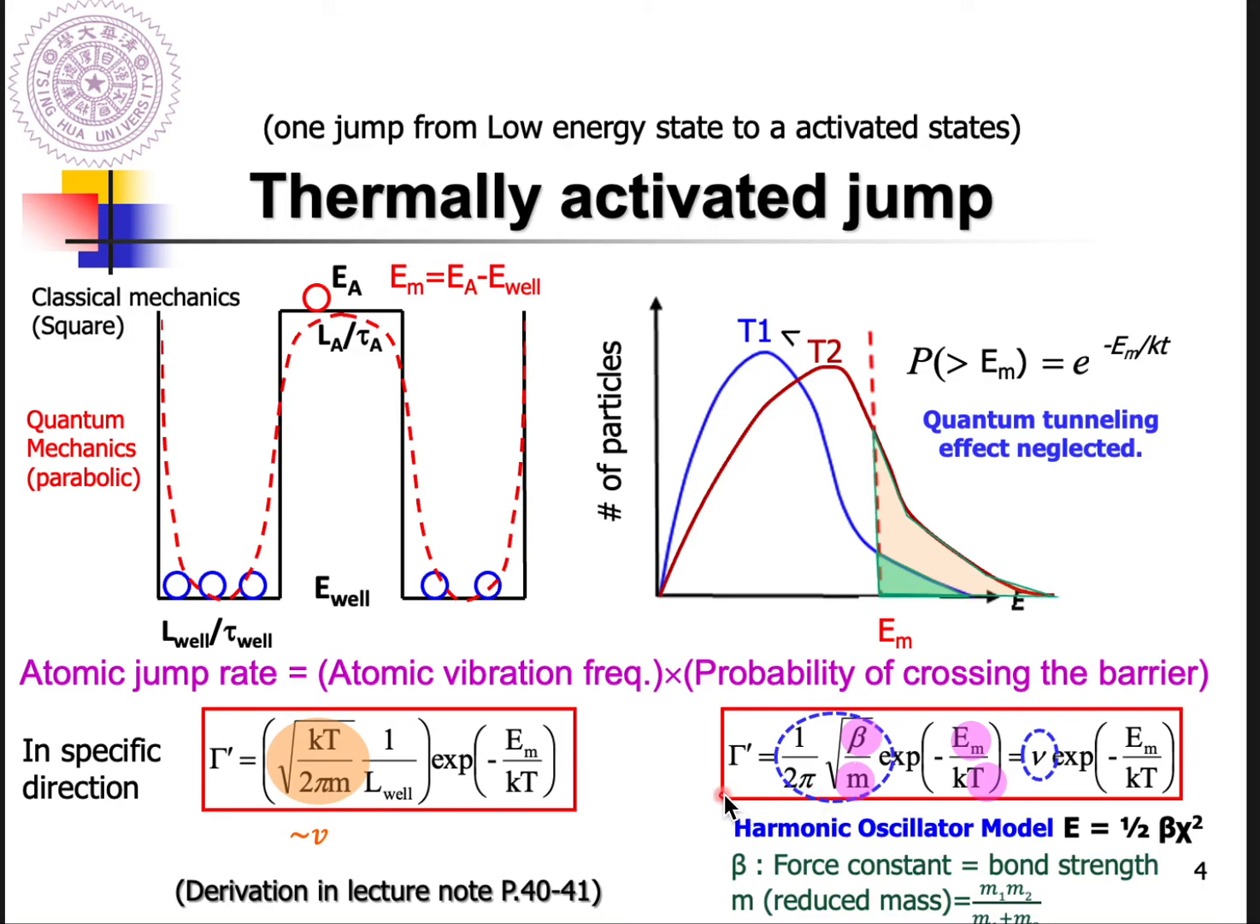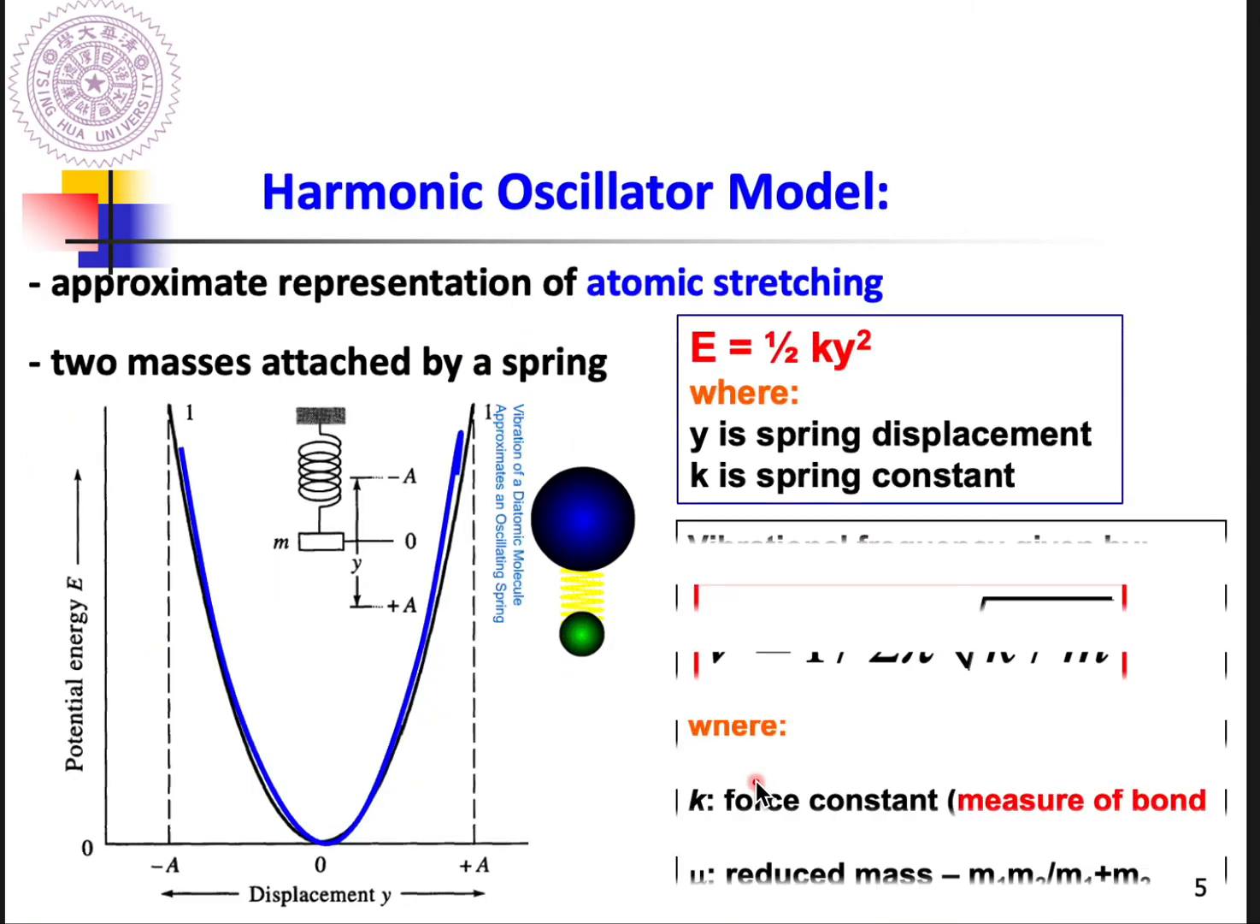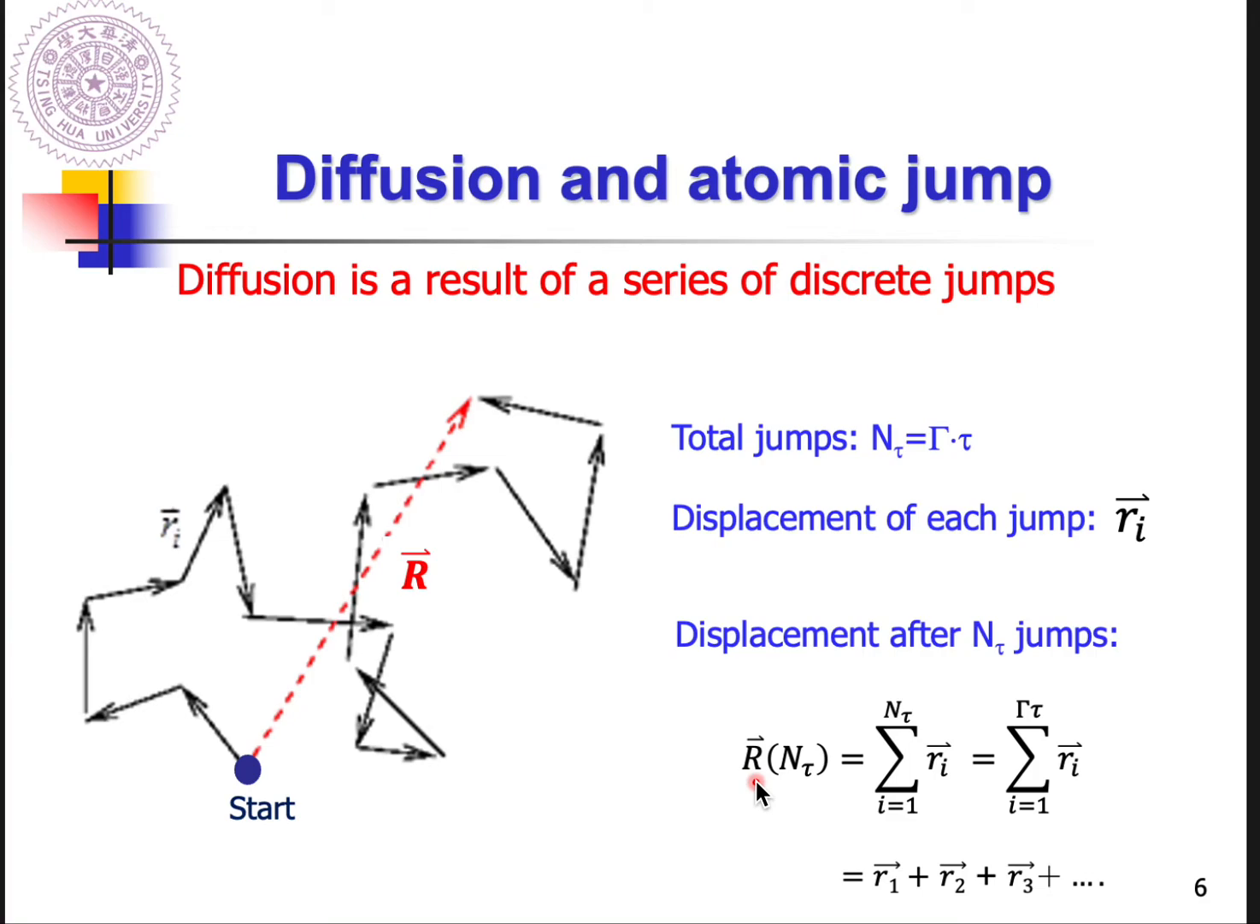So now you have some picture of the atomic jump rate. If you want a higher atomic jump rate, then definitely you will have a higher beta, a small m, a lower activation energy, and a higher working temperature. So if you want a higher jump rate, okay. So let's move on. You already know gamma prime is an atomic jump rate along a specific direction.